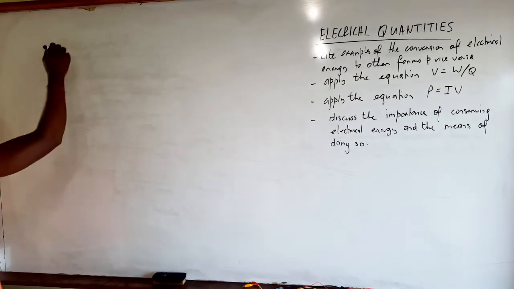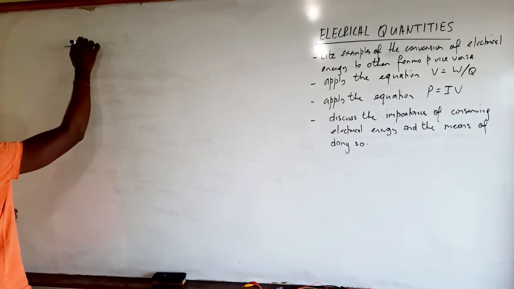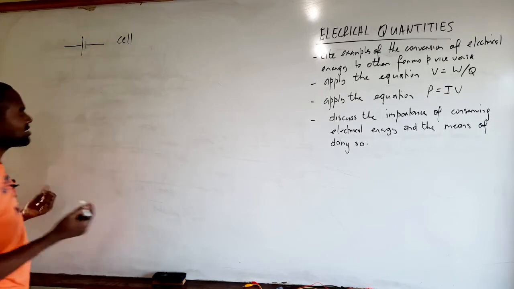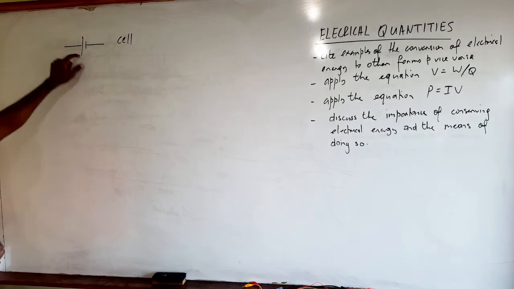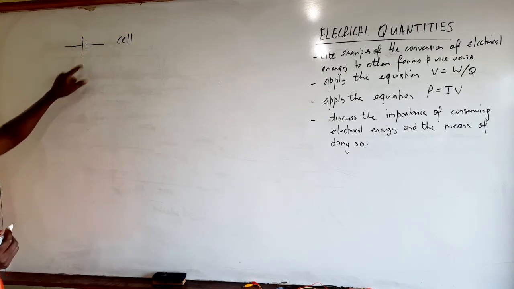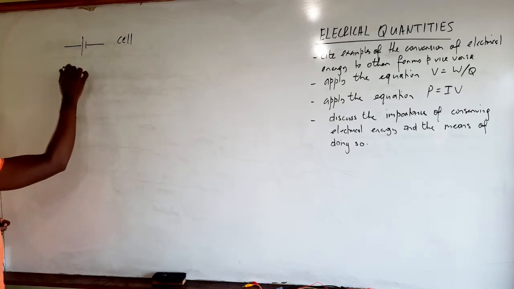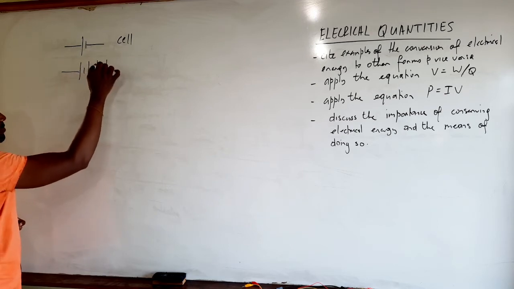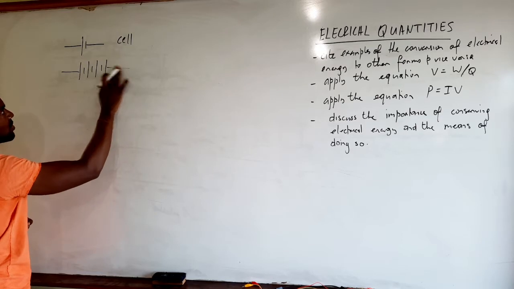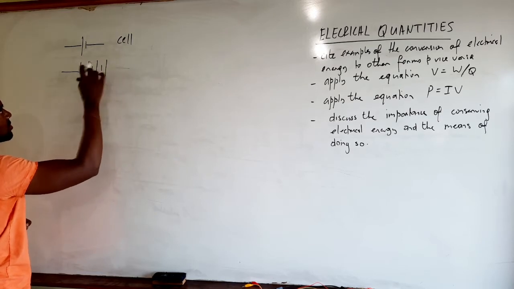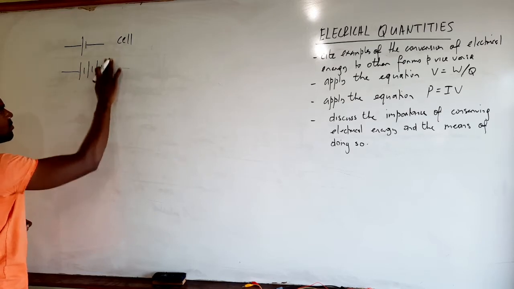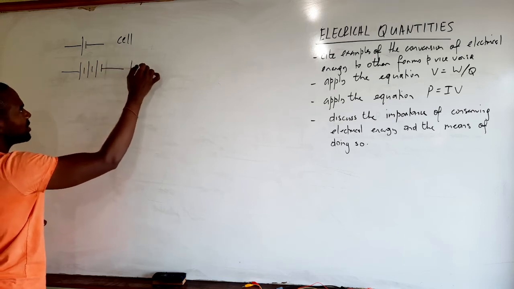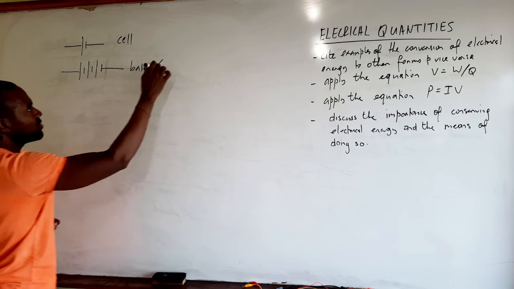So, for instance, we have this one. This, of course, is a cell. A cell comprises a single long stroke and a single short stroke. Now, a battery is a group of cells. So this is basically a battery, which is a group of cells.